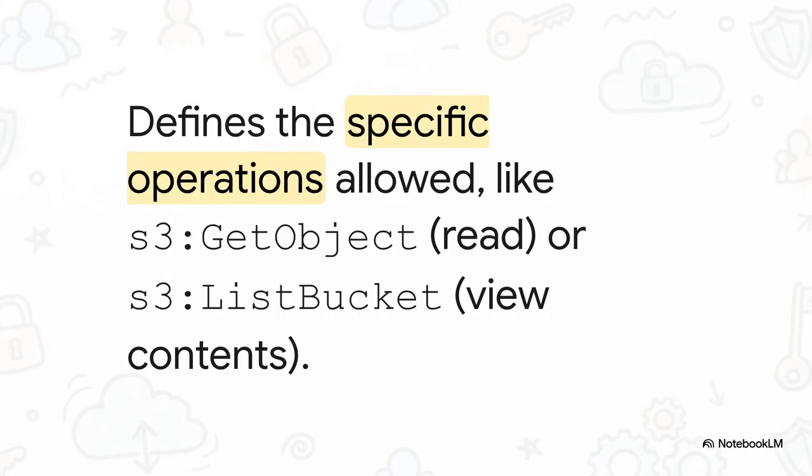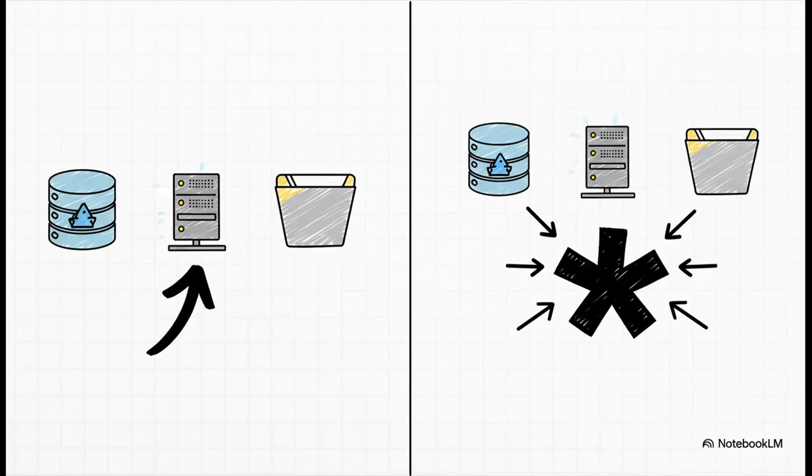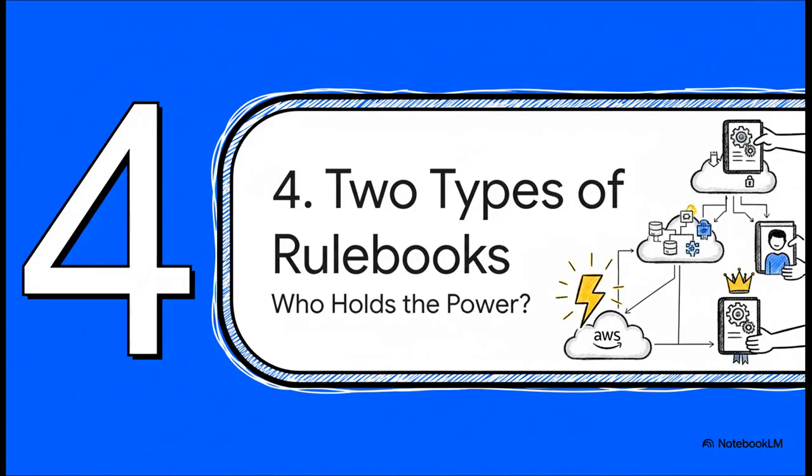Next up are the actions. This is a list of the specific things you're allowed to do. So if we're talking about cloud storage, an action could be something like get object, which means read a file, or list bucket, which means see what's inside a folder. And finally, every sentence needs a noun, right? The thing you're acting on. That's the resource. This could be a very specific file or a single folder, or like you see here, it could be an asterisk, which is just a wild card that means everything. So this policy sentence says, we will allow these actions on all resources. Simple as that.